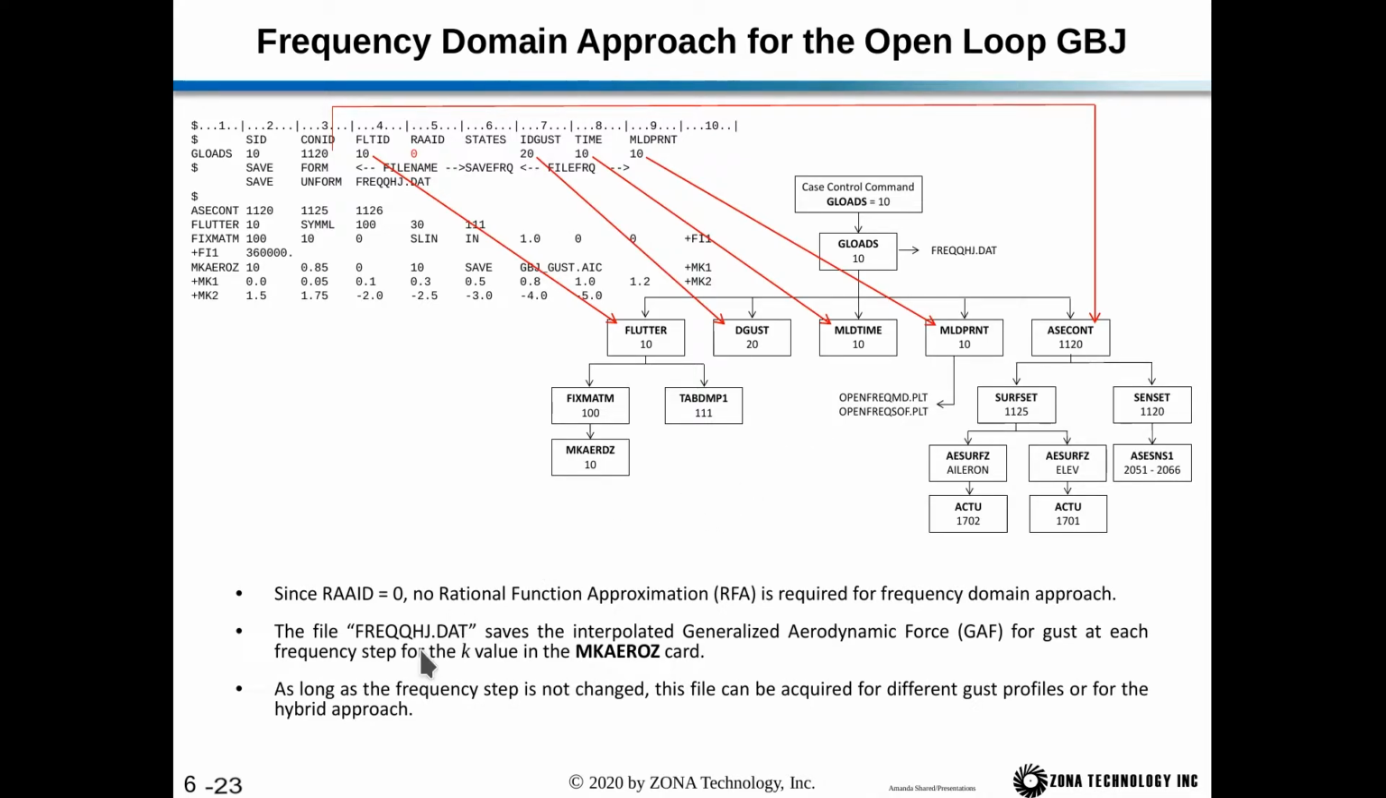Also, we're going to save the frequency domain data from the Gust. So the file freqqhj.dat saves the interpolated generalized aerodynamic forces for the Gust at each frequency step of the K values in the MK-ARO-Z card. Now, as long as this frequency step is not changed, this file can be acquired for different Gust profiles or for the hybrid approach. So we'll see that on the later subcases.